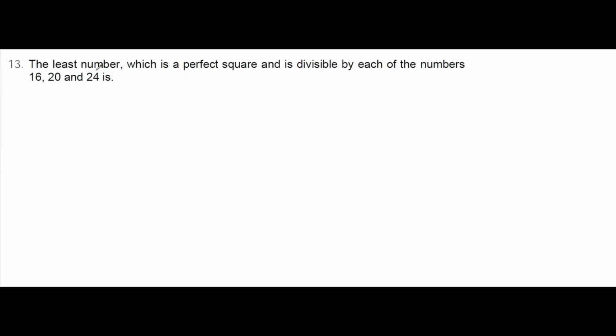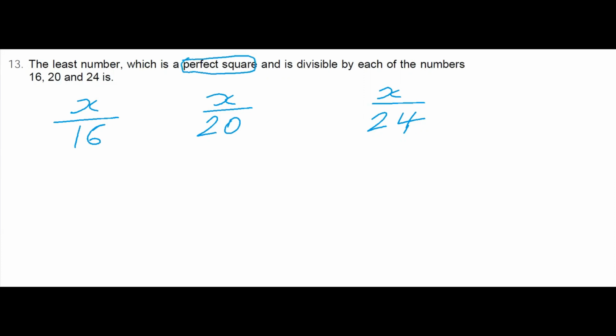So here it says the least number which is a perfect square. I want the least number which is a perfect square and is divisible by each of the numbers. So I have a number x that should be divisible by 16, the same number x should be divisible by 20, and the same number x should be divisible by 24, and that number should be a perfect square. That is the question.